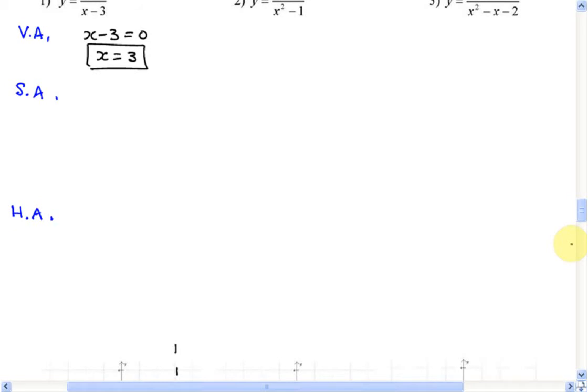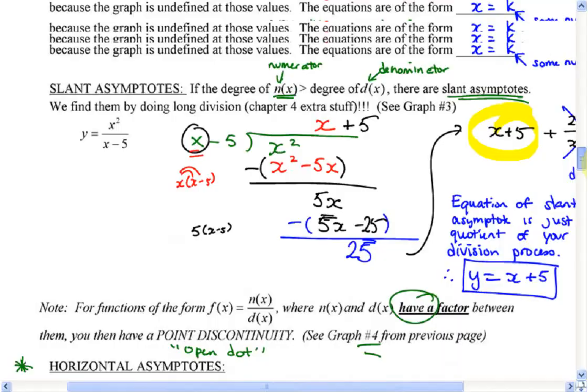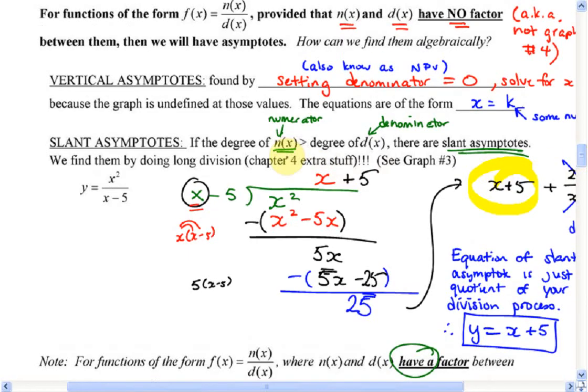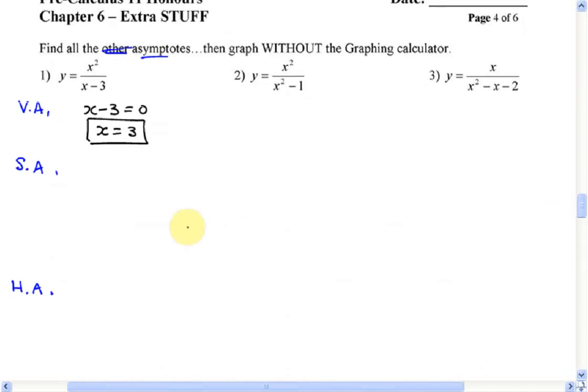All right, then we've got this idea of a slanted asymptote. Now let's double check to see if there actually is a slanted asymptote first. In order for us to figure out if there's a slanted asymptote, I told you on the previous page that the degree of the numerator must be bigger than the degree of the denominator. Is that true? Is the degree of the numerator, which is equal to 2, bigger than the degree of the denominator, which is equal to 1? Yes. So then let's go ahead and do long division.